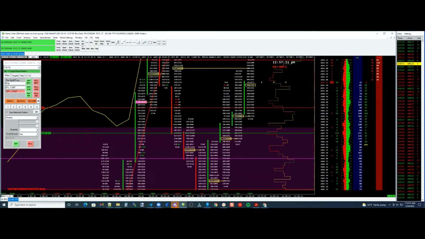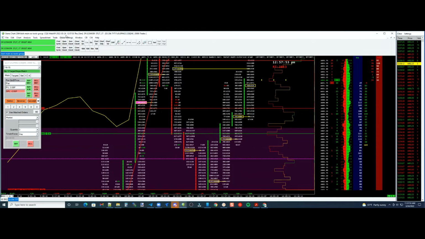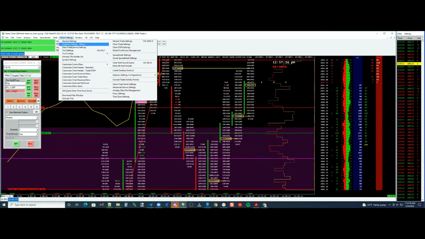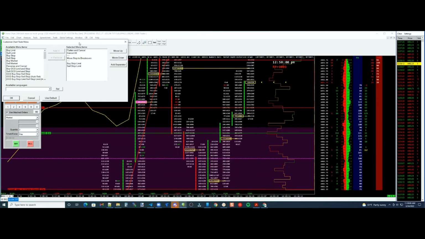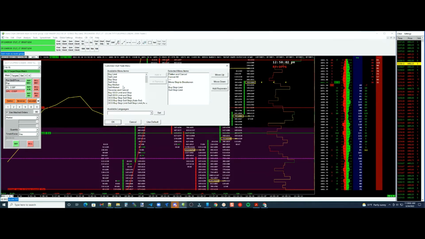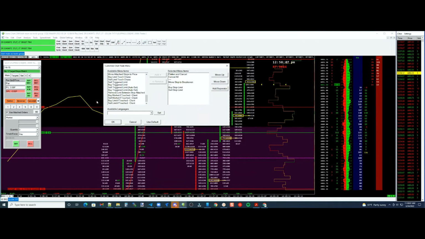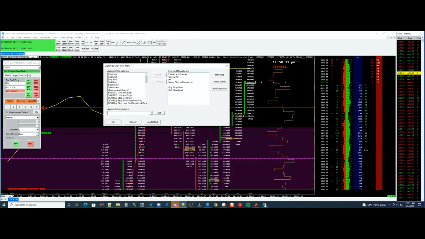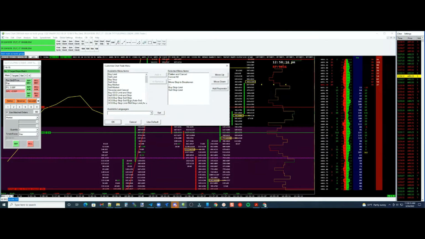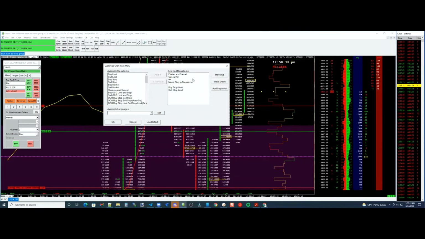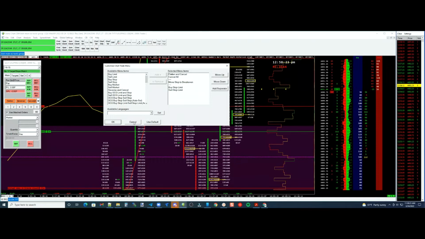And how you configure that menu is if you come under global settings and you go under chart trade menu, all the available menu items are in here. And that's basically everything I believe that's over in this menu option right here. Pick out the ones that you want. Once again, buy stop limit, sell stop limit. Move stop to break even, that's this BE button right here. Flatten and cancel, cancel all. I actually have it set to where my flatten cancels all also.